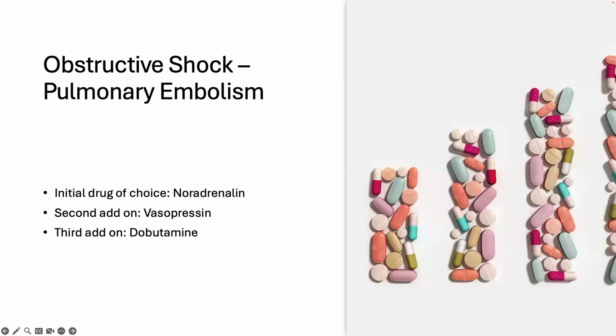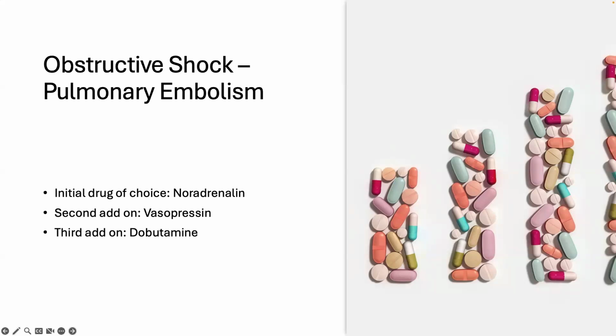Obstructive shock in pulmonary embolus, once again, it's more important to get the blood pressure up than anything else. Just to note that if you are obstructed, there's no good drug that's going to make a difference for that. The treatment of being obstructed is to unobstruct you. So if you've got a pulmonary embolus, the patient needs thrombolysis, either systemic thrombolysis or catheter-directed thrombolysis.